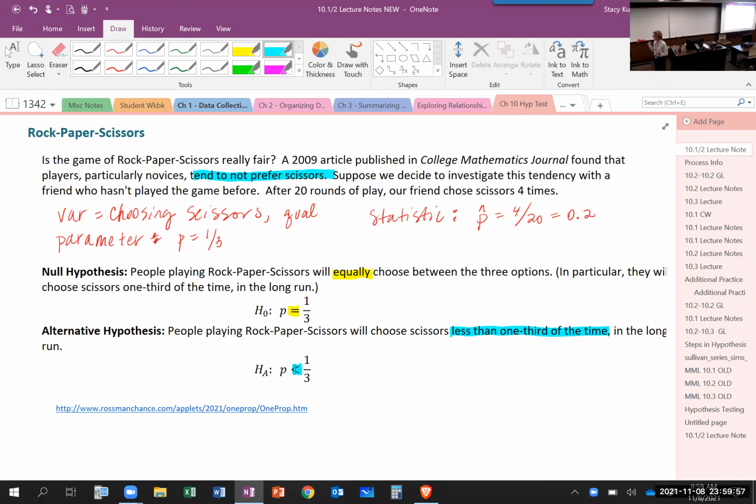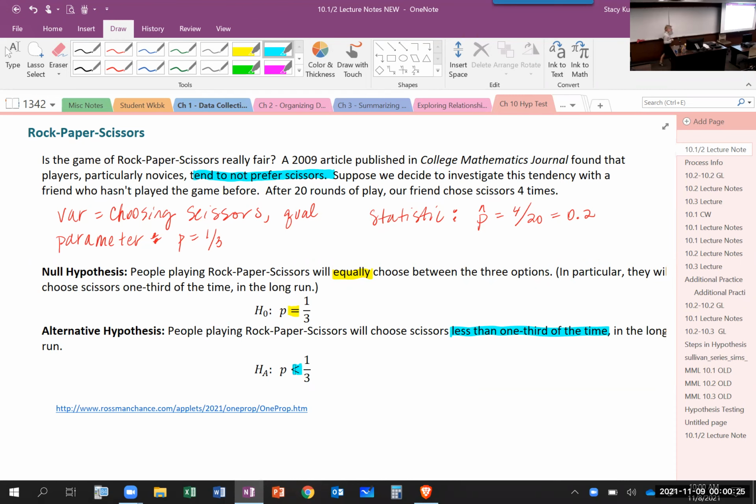So I want you to notice that in both of these, we're using something about the population parameter of 1/3, right? Both of them are using 1/3. The null hypothesis is always going to be that statement of equality, the one that we assume to be true. The alternative is what we're trying to show. That's the strength of evidence. Can I show that people are less likely to choose scissors? That's how the test is brought up.